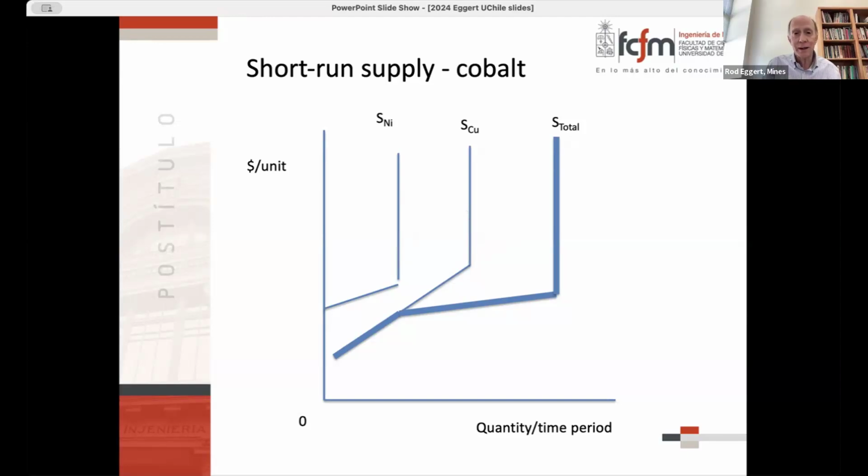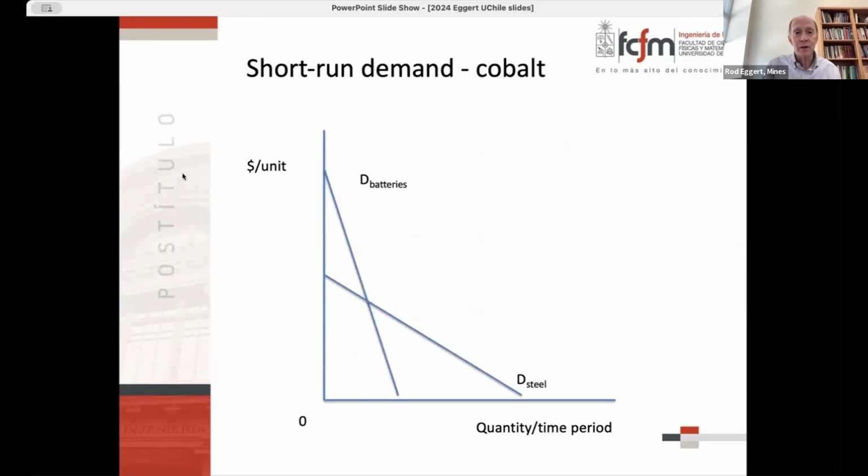Now let's think about demand. I said we have two sources of demand, batteries and steel. And it would not be surprising if steel mills have a different demand curve than battery manufacturing facilities. The way I've drawn these curves, the steeply sloped demand curve is the demand by battery manufacturers. This demand curve is the demand for cobalt by steel mills.